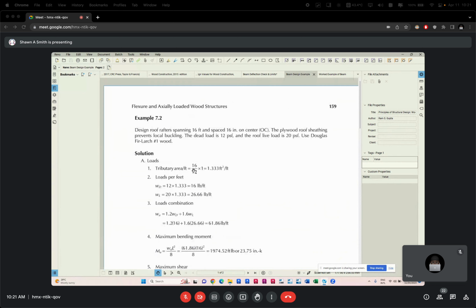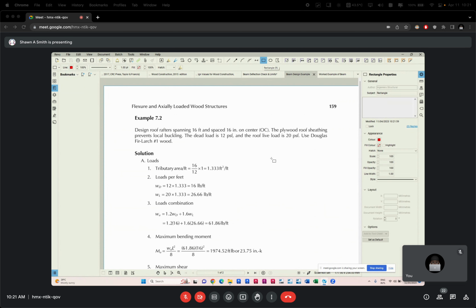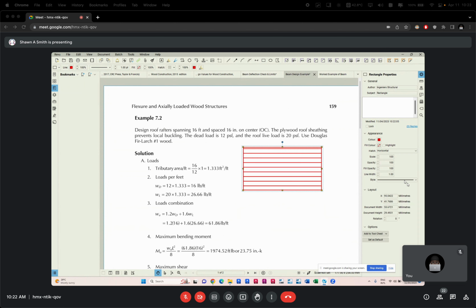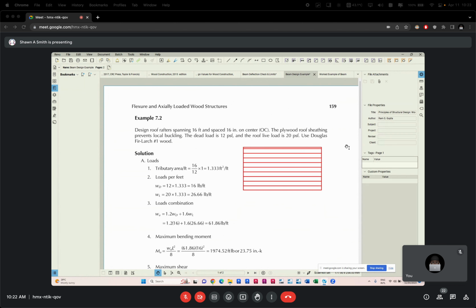The tributary area is calculated as 16 divided by 12, times 1. Why 16 divided by 12, class? And let me see if I can draw a representation of what that thing would be. Here, the 16 divided by 12 is to convert it to feet.